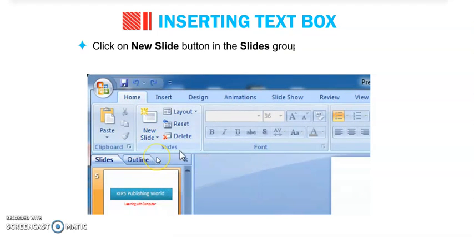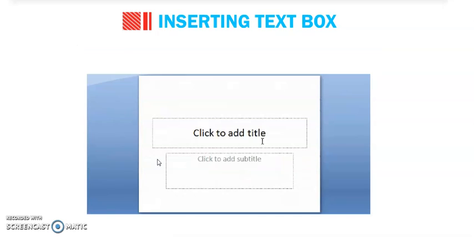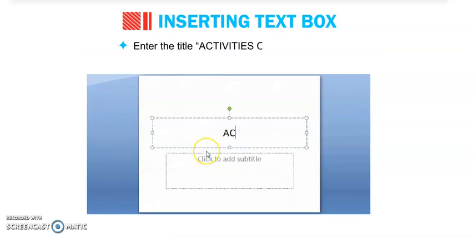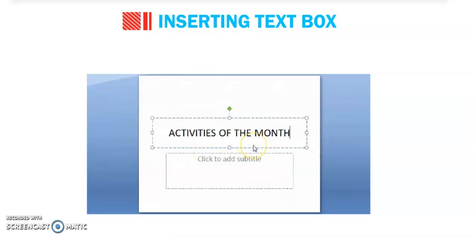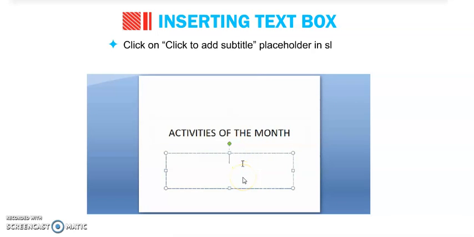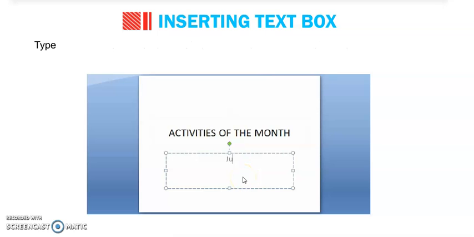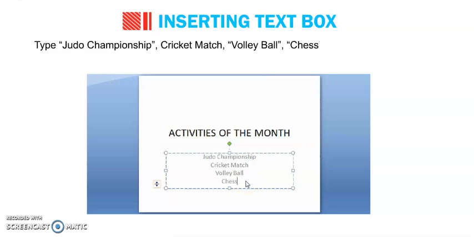Then click on new slide button in the slide group on the home tab. Then enter the title like activities of the month, any title you can write. Then click to add text in the placeholder. Then type judo championship, cricket match, volleyball, chess as shown in the figure.